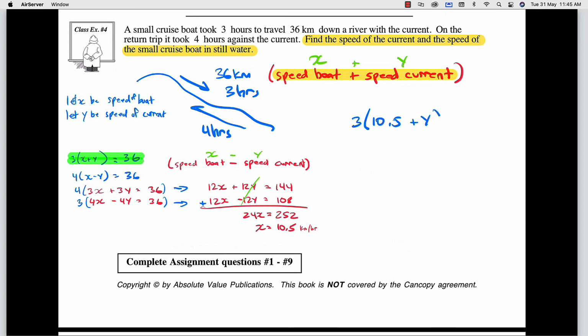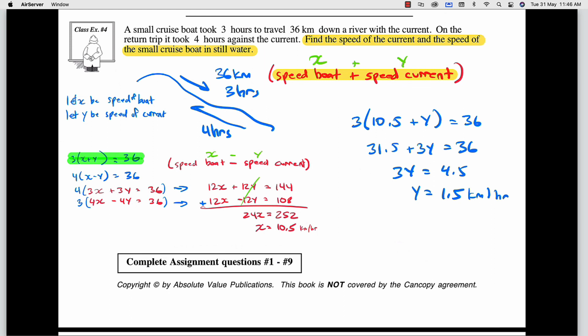Okay, so we're going to take the 3 times the x, which is 10.5, plus the y, and we're going to say that equals 36. 3 times 10.5 is 31.5. 3 times y is plus 3y equals 36. Subtract 31.5 from both sides, and we have 3y equals 4.5. Divide both sides by 3, and we get y equals 1.5. And again, that's going to be kilometers per hour.